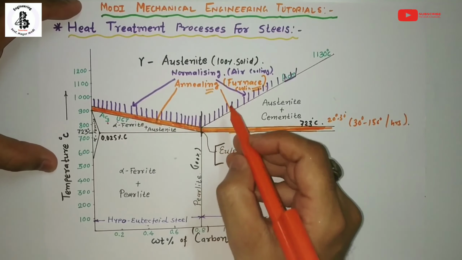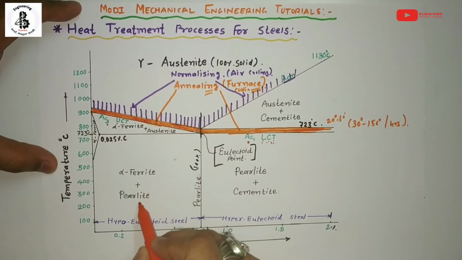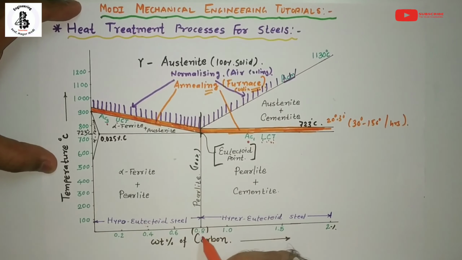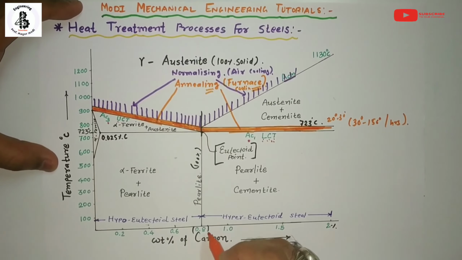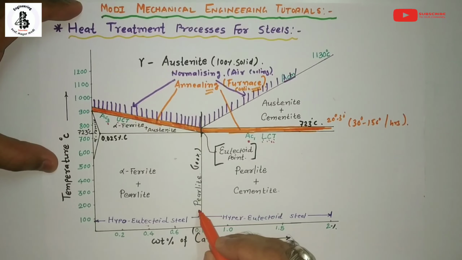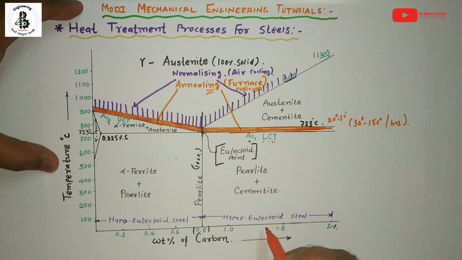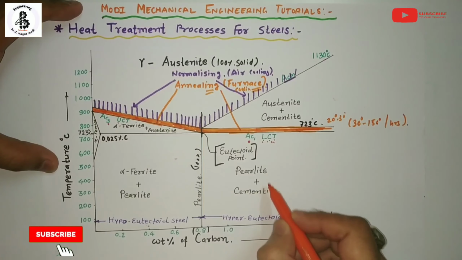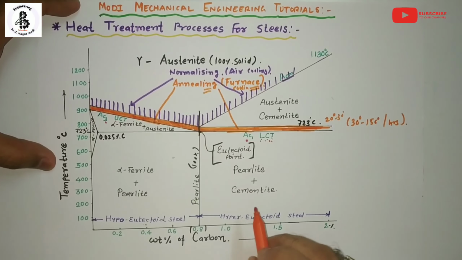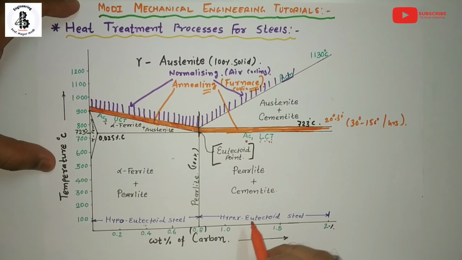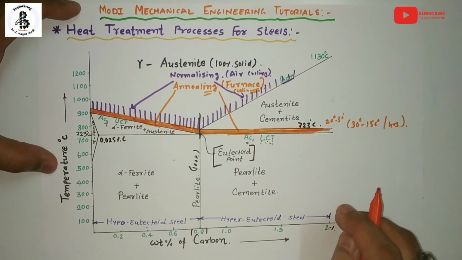For hypoeutectoid steel, you get the formation of alpha ferrite plus pearlite structure. At 0.8% carbon, or eutectoid steel, there will be the formation of 100% pearlitic structure. For hypereutectoid steel, there will be the formation of pearlite plus cementite structure. Basically, for the annealing process, the holding time in the furnace will be around half an hour to 1 hour, depending upon the requirements of the structure.